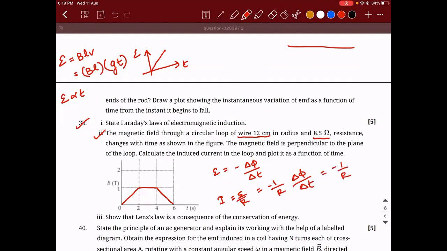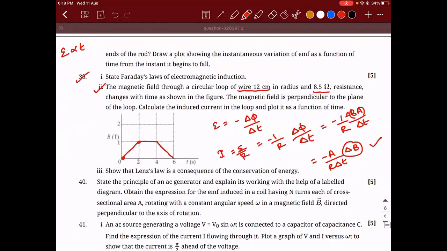So minus 1 by R into delta phi, which is delta of B into A, divided by delta t. If I take B, A outside, it will be minus A divided by R into delta t into delta B. So what is the change in magnetic field between these 2 points? Guys, did you understand what I did here? Minus A divided by R into delta t into delta B.